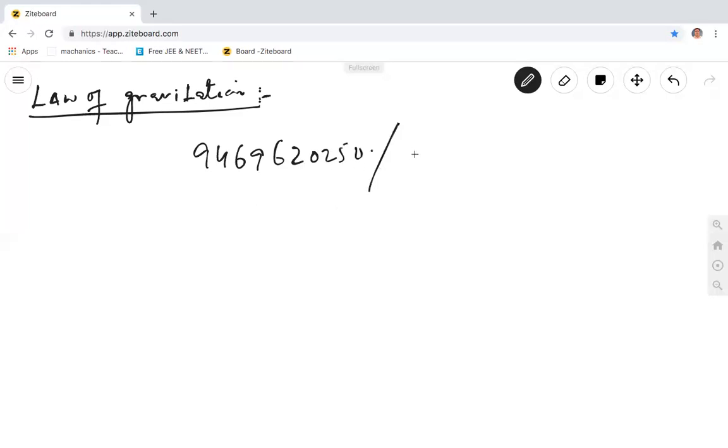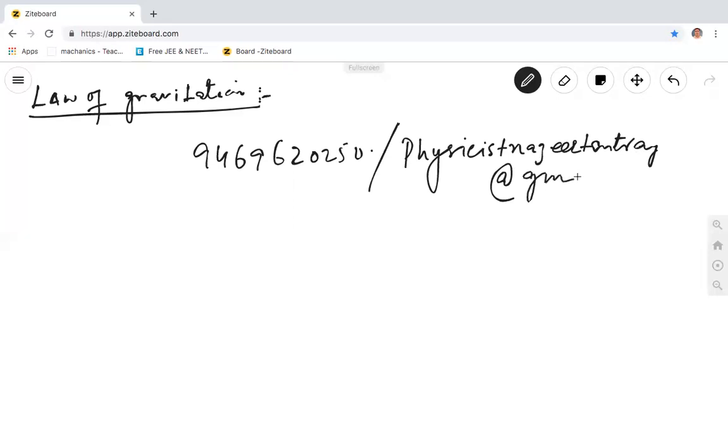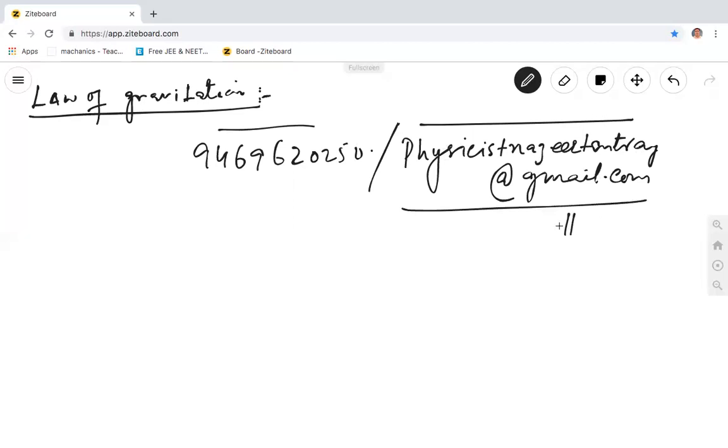Then my email is physicist Nazir Tantray at gmail.com. You can send them here. It is better to send them here so that I can download them. If I download them, then I will work them out and show them one by one, question by question.